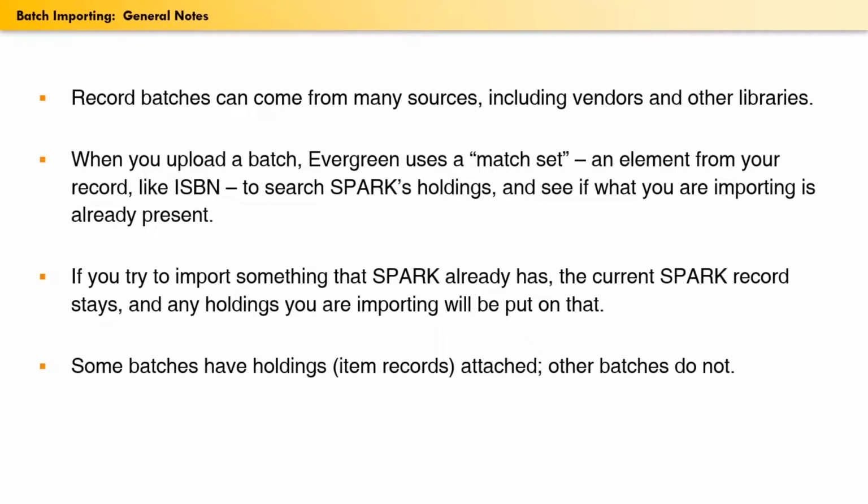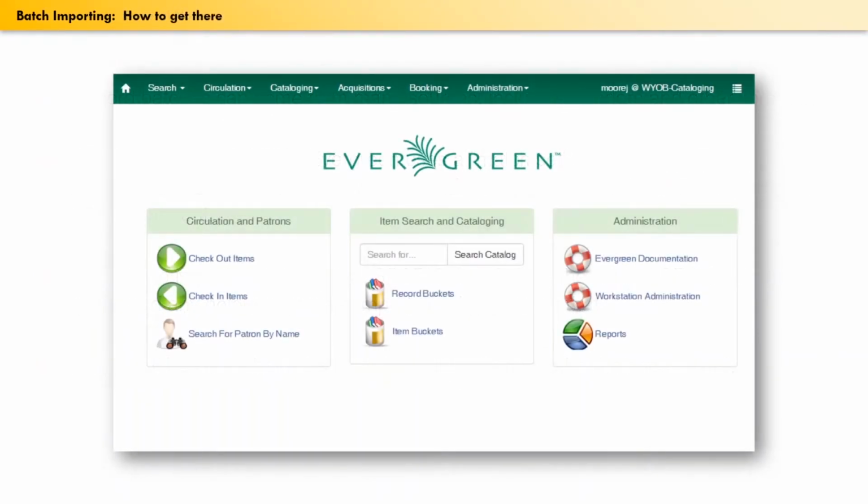We will go through the batch import process twice. The first time we will use a batch of records without attached holdings, and the next time we will use a batch of records that does have holdings. So, let us suppose that we have a batch of records that we need to import. Like I just said, this batch of records does not have attached holdings.